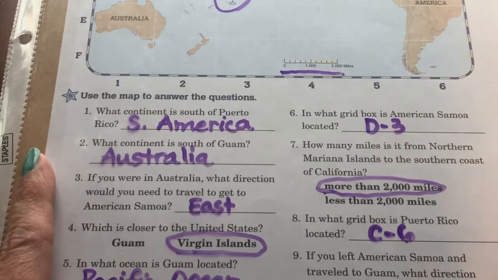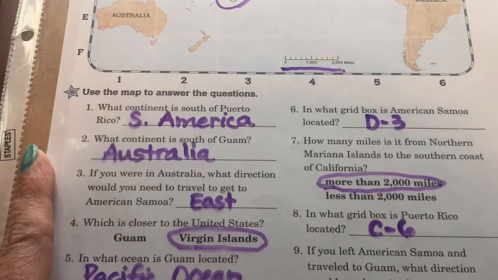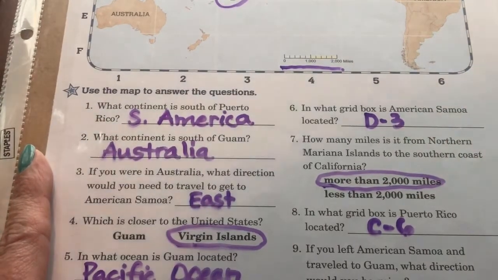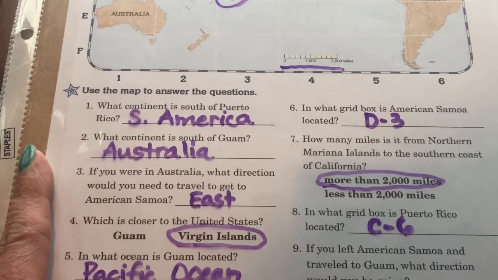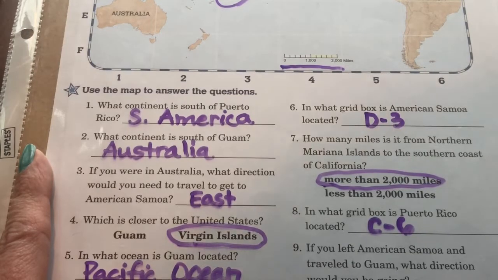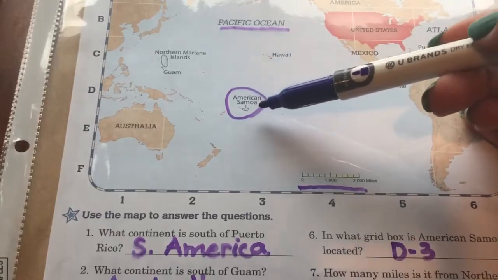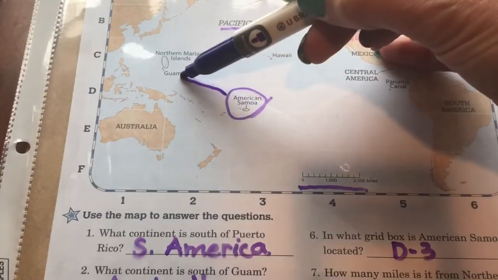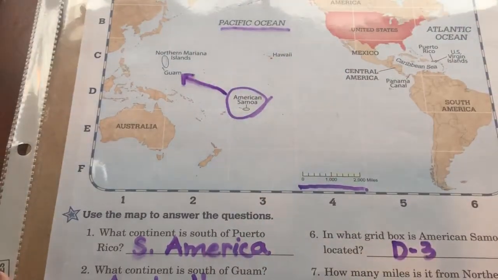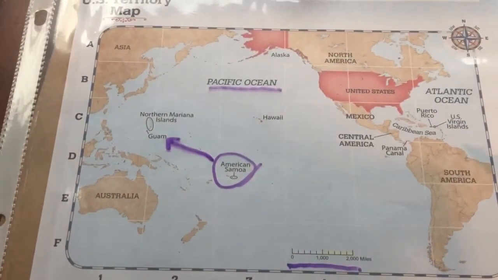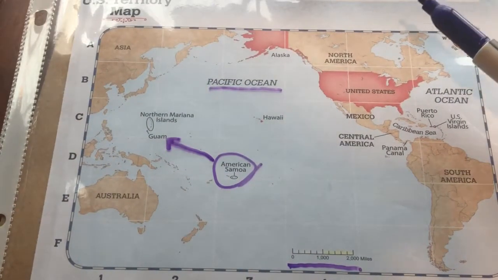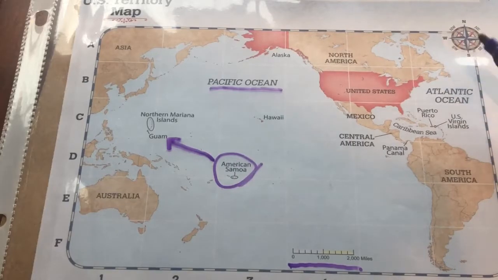All right, good job. One more, we're almost done. If you left American Samoa and traveled to Guam, what direction would you be going? So if I started here in American Samoa and I travel to Guam, what direction am I going? Well, I need to go up here to my compass rose. What direction am I going? I'm starting here and I'm going this way.